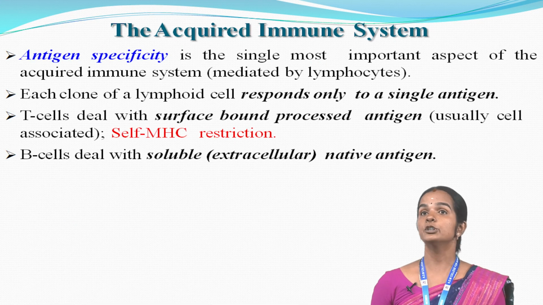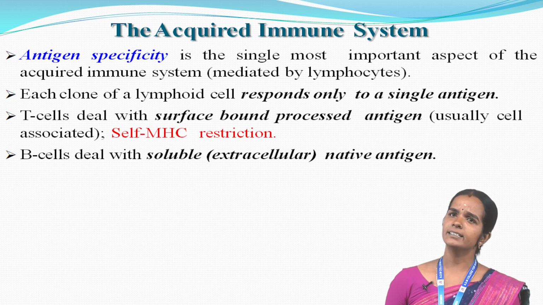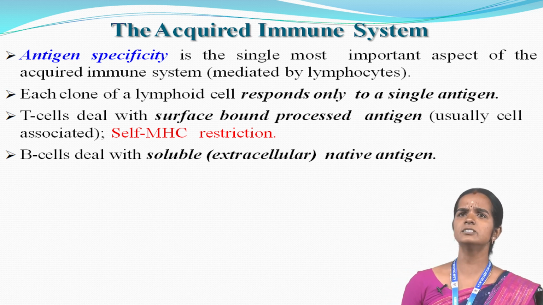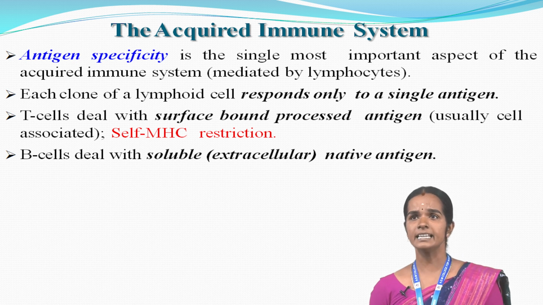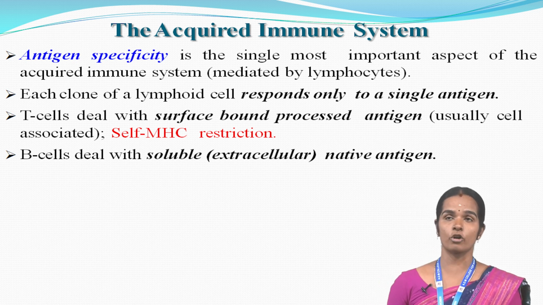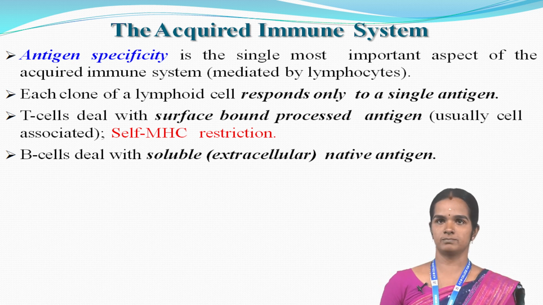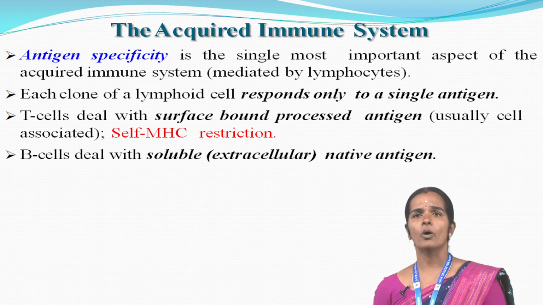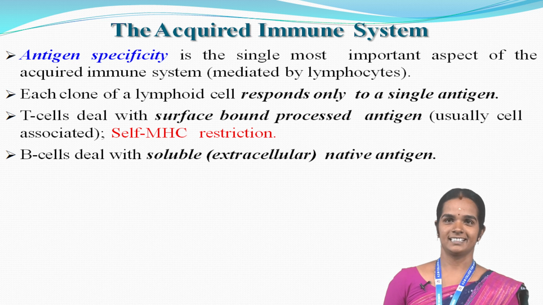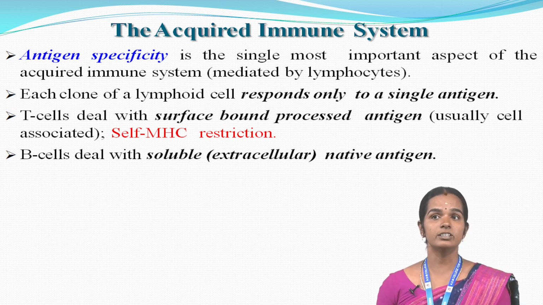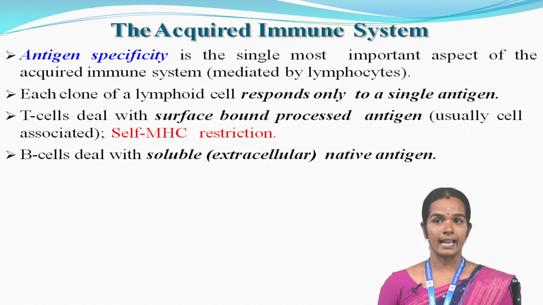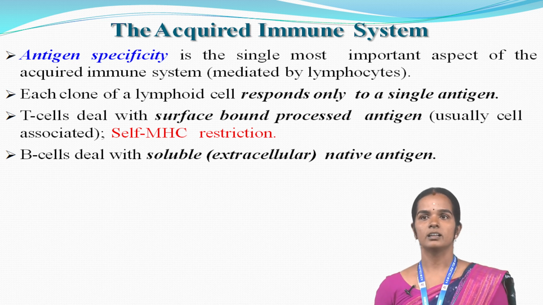This is the acquired immune system. Antigen specificity is the single most important aspect of the acquired immune system. Each clone of the lymphoid cells responds only to a single antigen. T cells react with cell-bound processed antigen. B cells react with soluble extracellular native antigen.